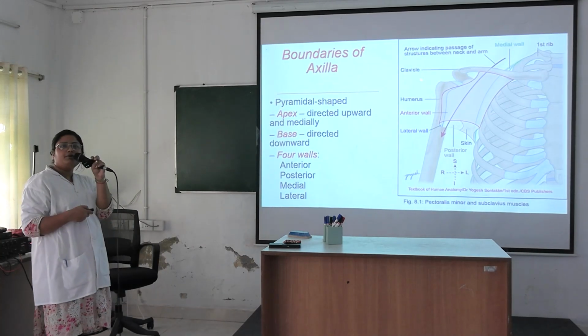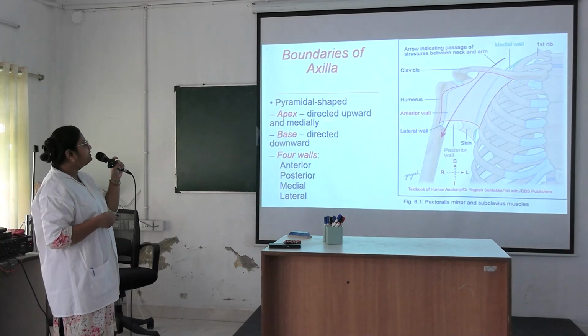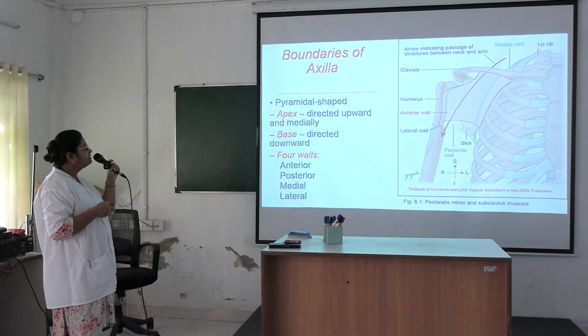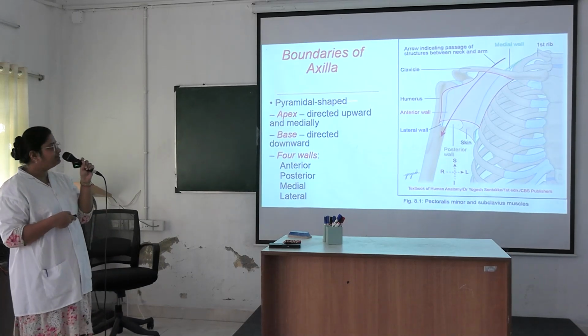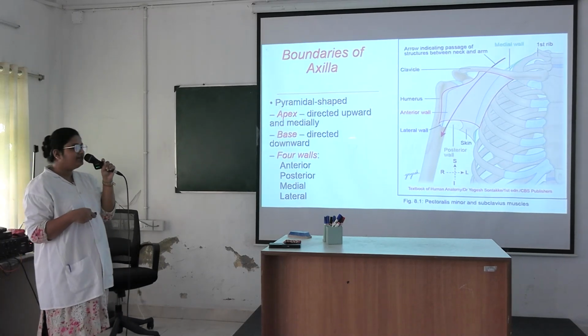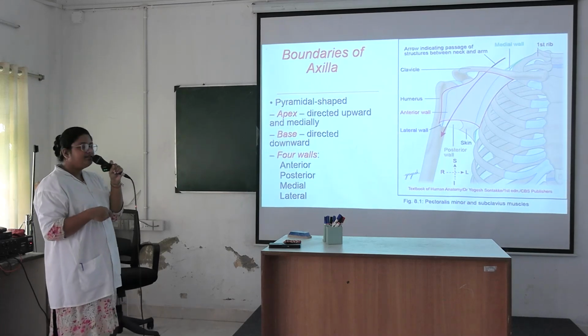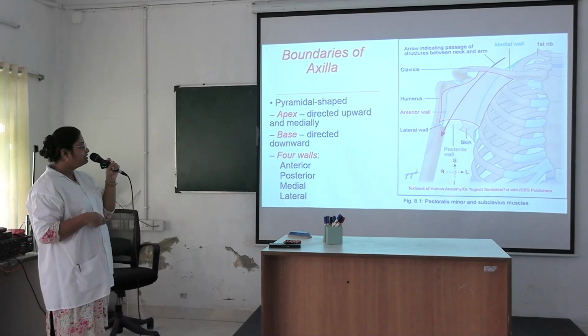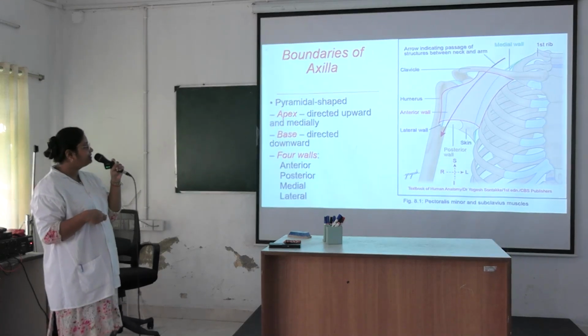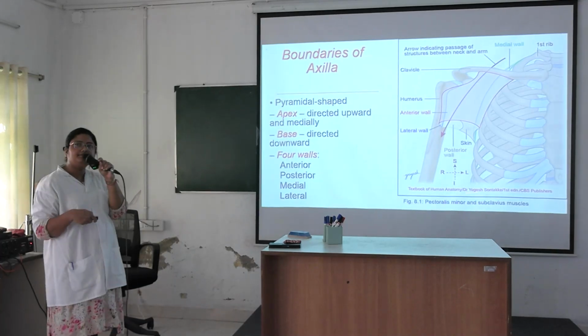So, what are the boundaries of the axilla? It is a pyramidal shaped space. It has an apex directed upward and medially. Base is directed downward, and it has 4 walls: anterior, posterior, medial and lateral wall.